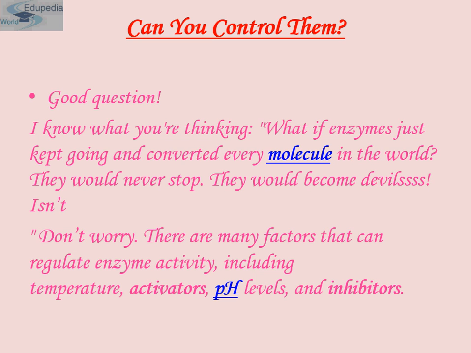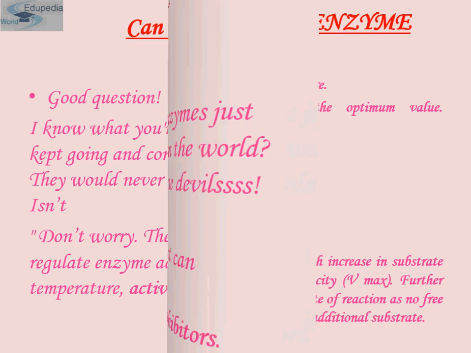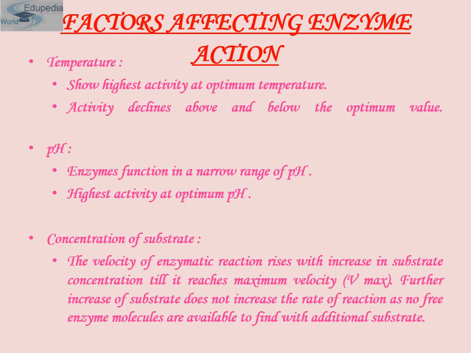Don't worry, there are many factors that can regulate enzyme activity, including temperature, activators, pH levels, and inhibitors. Factors that affect enzyme action. First is temperature. Enzymes show highest activity at optimum temperature. Activity declines above and below the optimum value. Next, pH. Enzymes are very specific to pH. They function in a narrow range of pH. Highest activity is seen at the optimum pH.